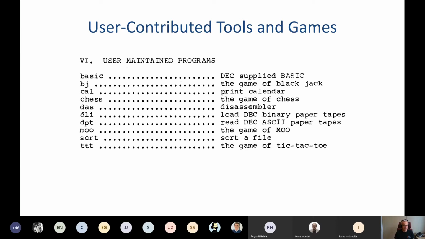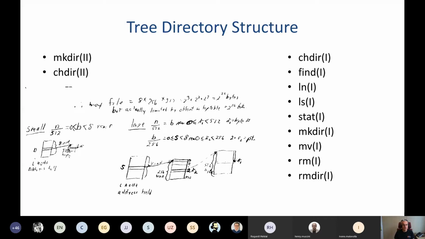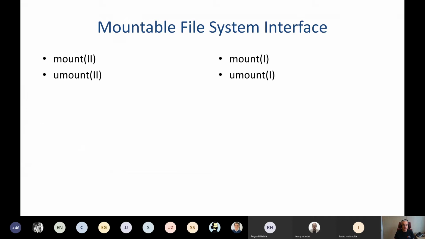/usr is still with us today, but of course not for user programs, but for programs that are not needed at boot time. We got a tree directory structure with 2 system calls and the number of programs that use them. You see them on the right. A mountable file system interface. All this on the first research edition of Unix, still written in assembly language.